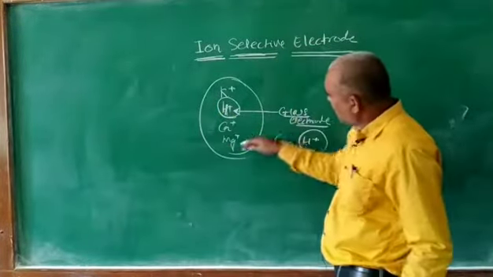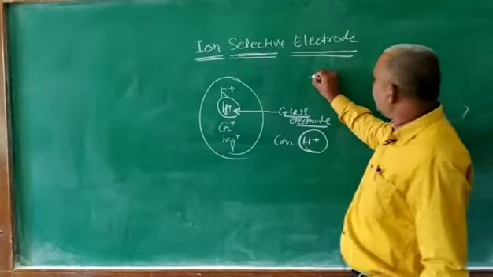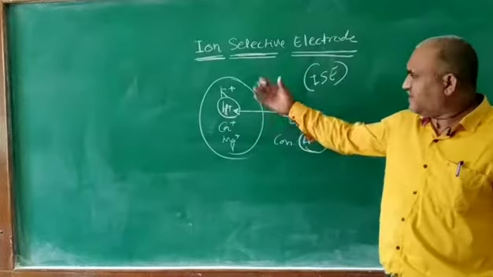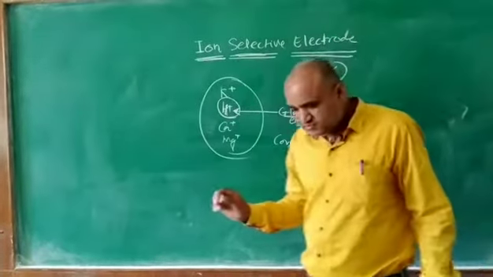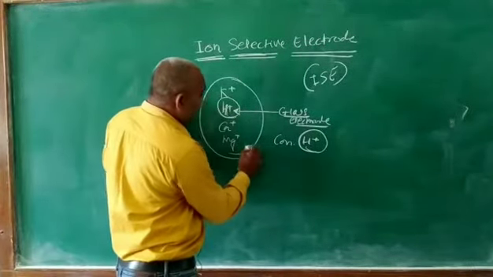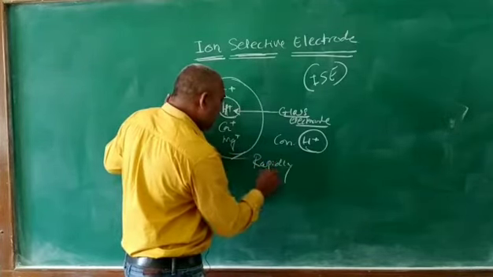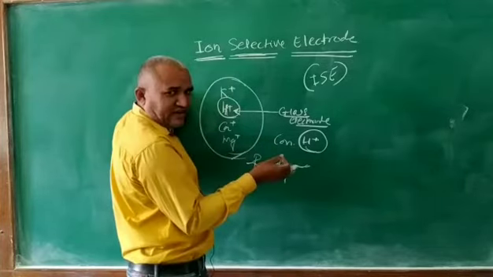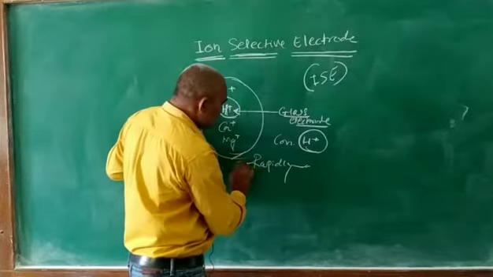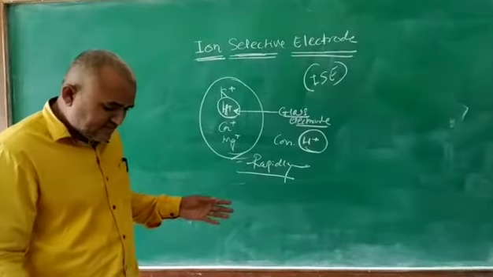So in a mixture of ions, this electrode, whose short form is ISE, selects only a particular ion. It is the most used electrode for rapid analysis of cations or anions. We get the concentration of these ions directly. It is very rapid analysis.